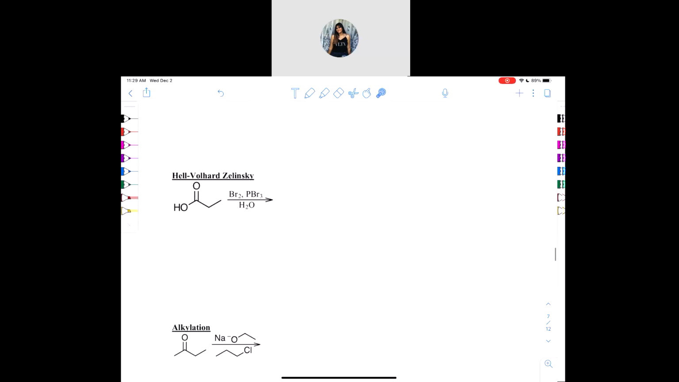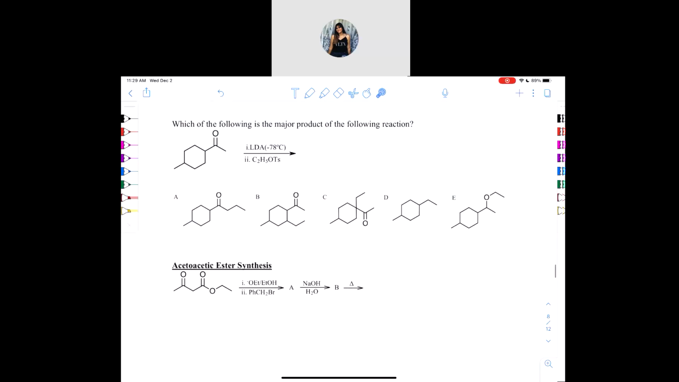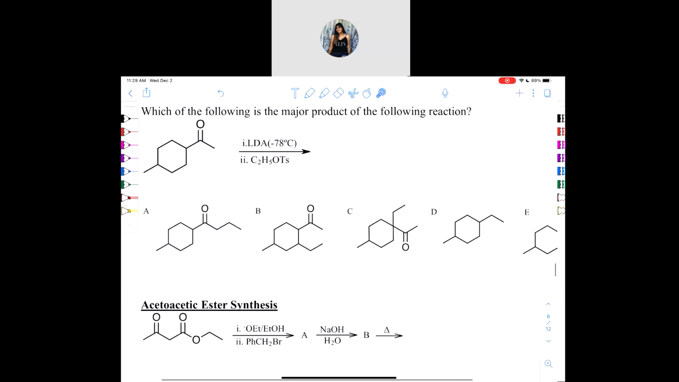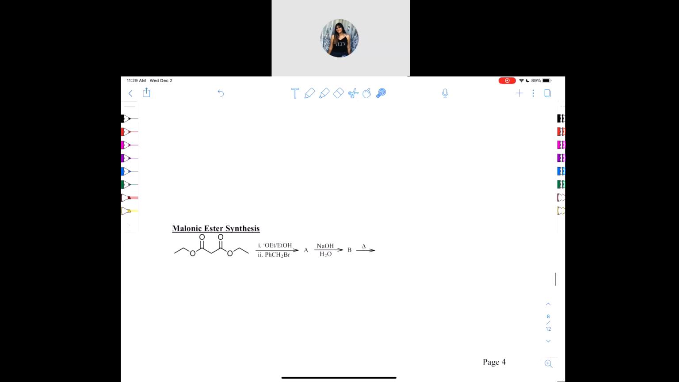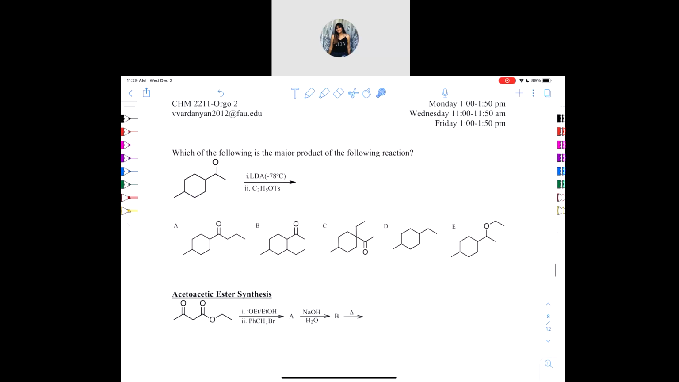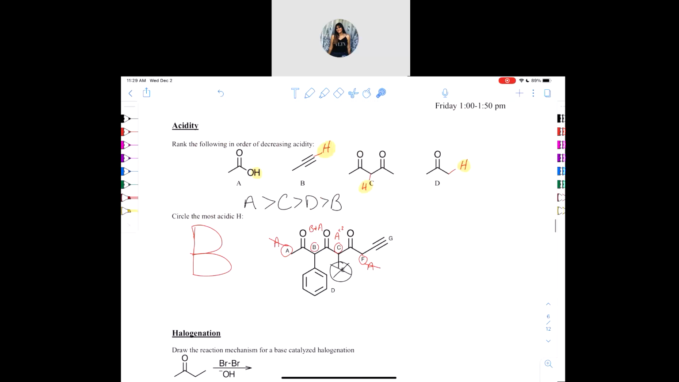Okay, so we've done all of this stuff. We're going to do this question. It's in the handout. I believe it's like page 4 or 5, page 4. And then someone asked about which one would be the least acidic. Let's look at it. So the least acidic would be E because it's on a primary carbon and there's no resonance whatsoever.